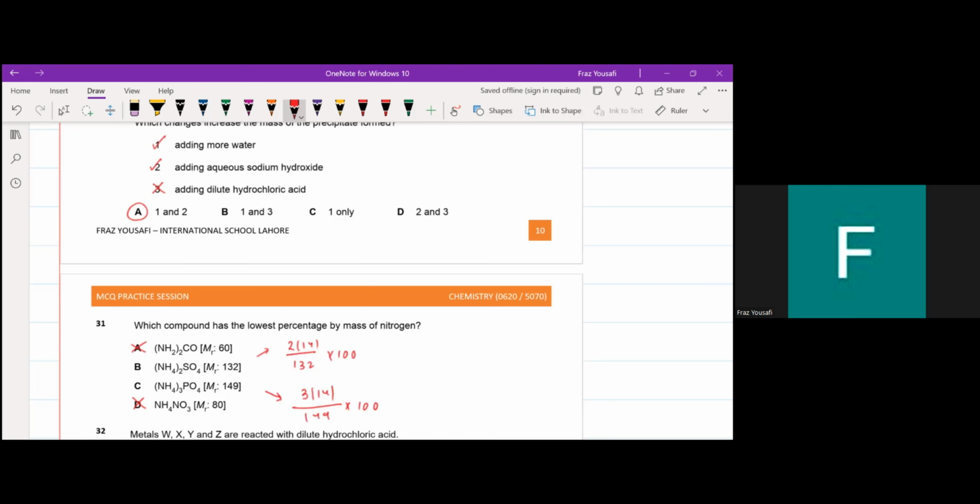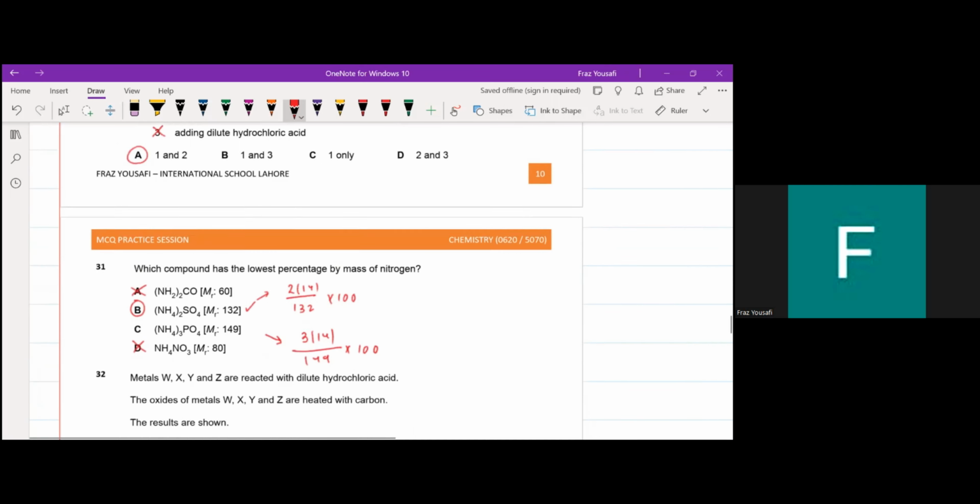21.2% for the ammonium sulfate, 28.1% for the ammonium phosphate. So the answer has to be B. It said the lowest, so the lowest percentage is in B. By the way, A and B give you considerably higher, 35 for B and well over 40% for A.